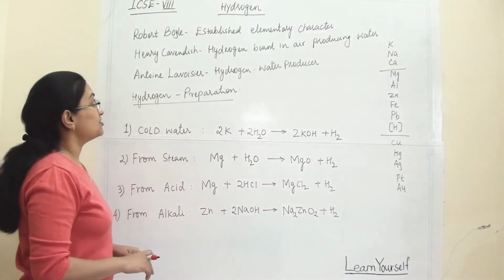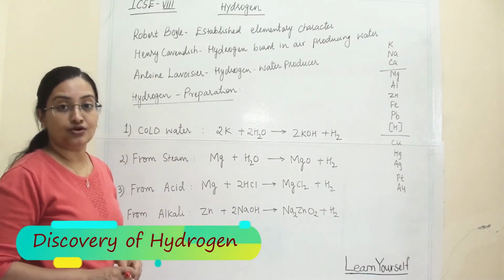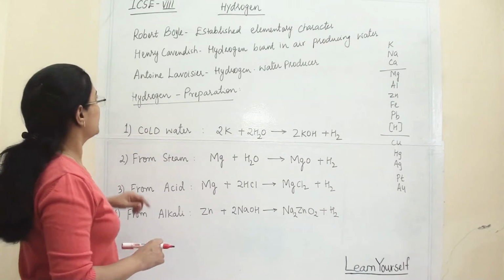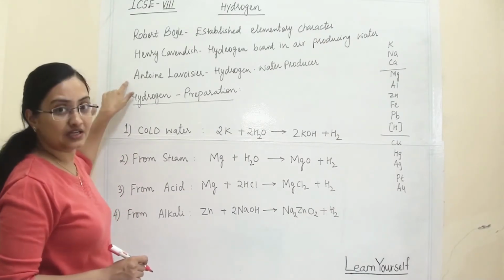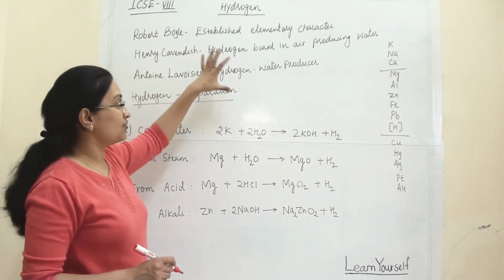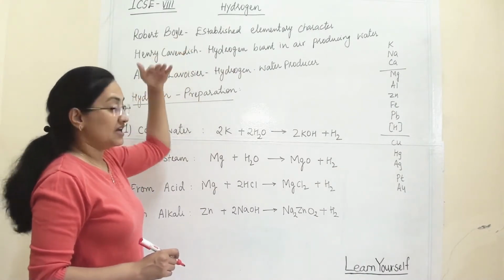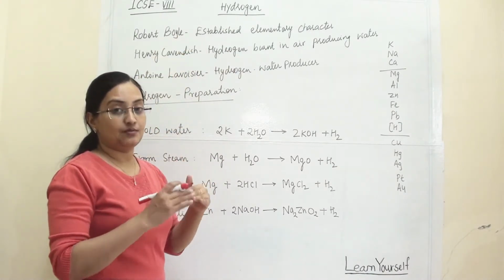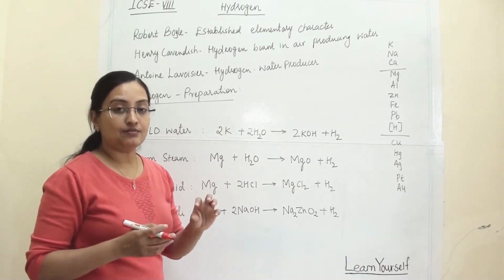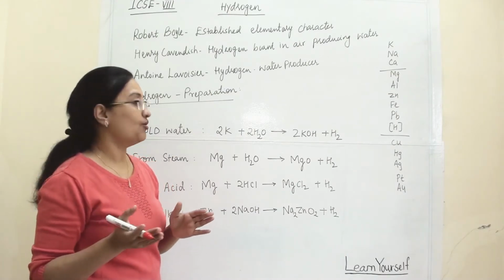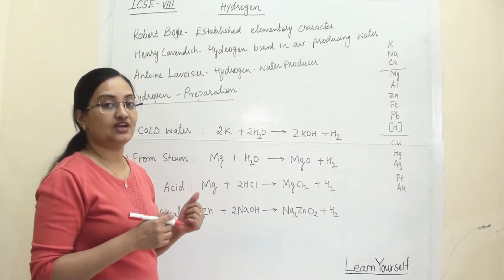So let us start our chapter with the scientists who contributed to the discovery of hydrogen. There are three main scientists, Robert Boyle, Henry Cavendish and Antoine Lavoisier, who contributed to discovering hydrogen. They established hydrogen as an element, and they also discovered that hydrogen is a key element in the manufacture of water. You can synthesize water in the laboratory, which they also discovered.